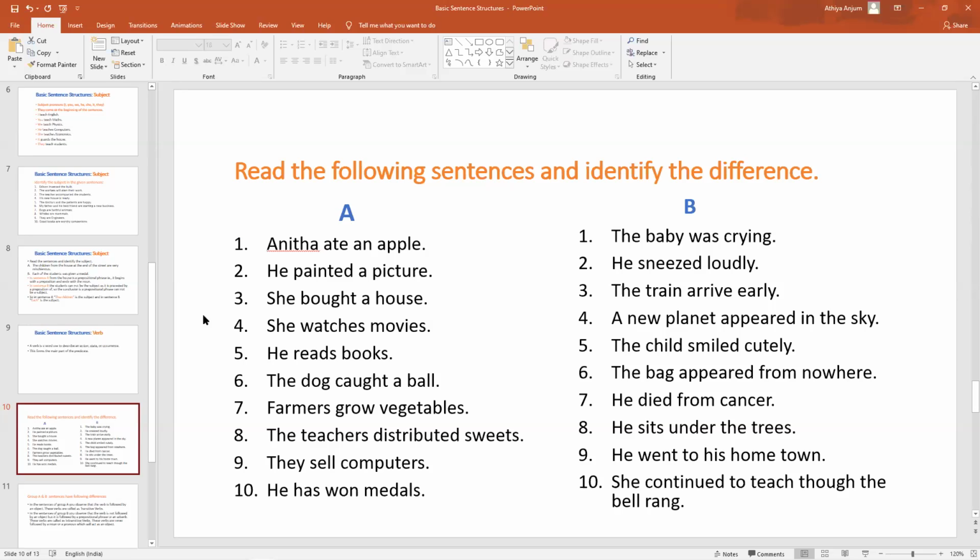Computers. Now, where is it placed? It is placed after the verb. So what do you call it? You call it the object.